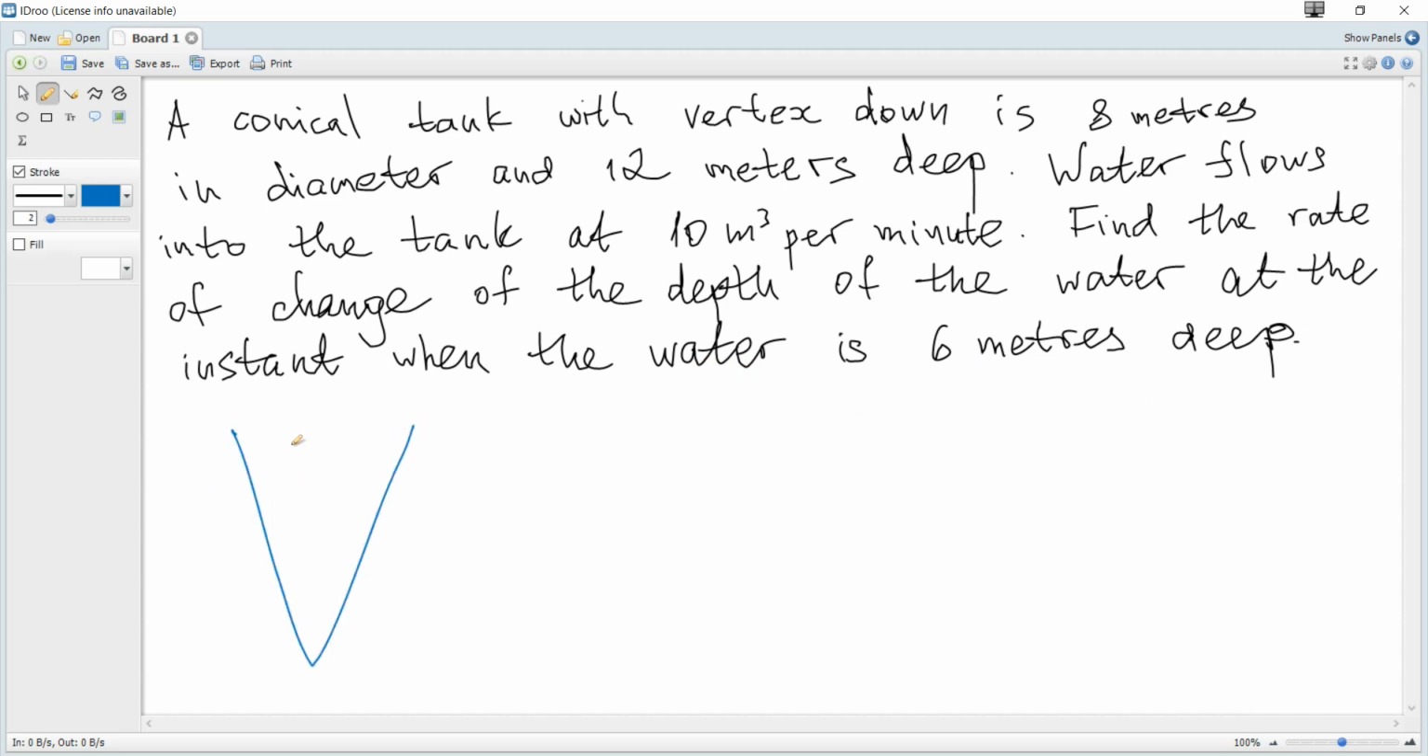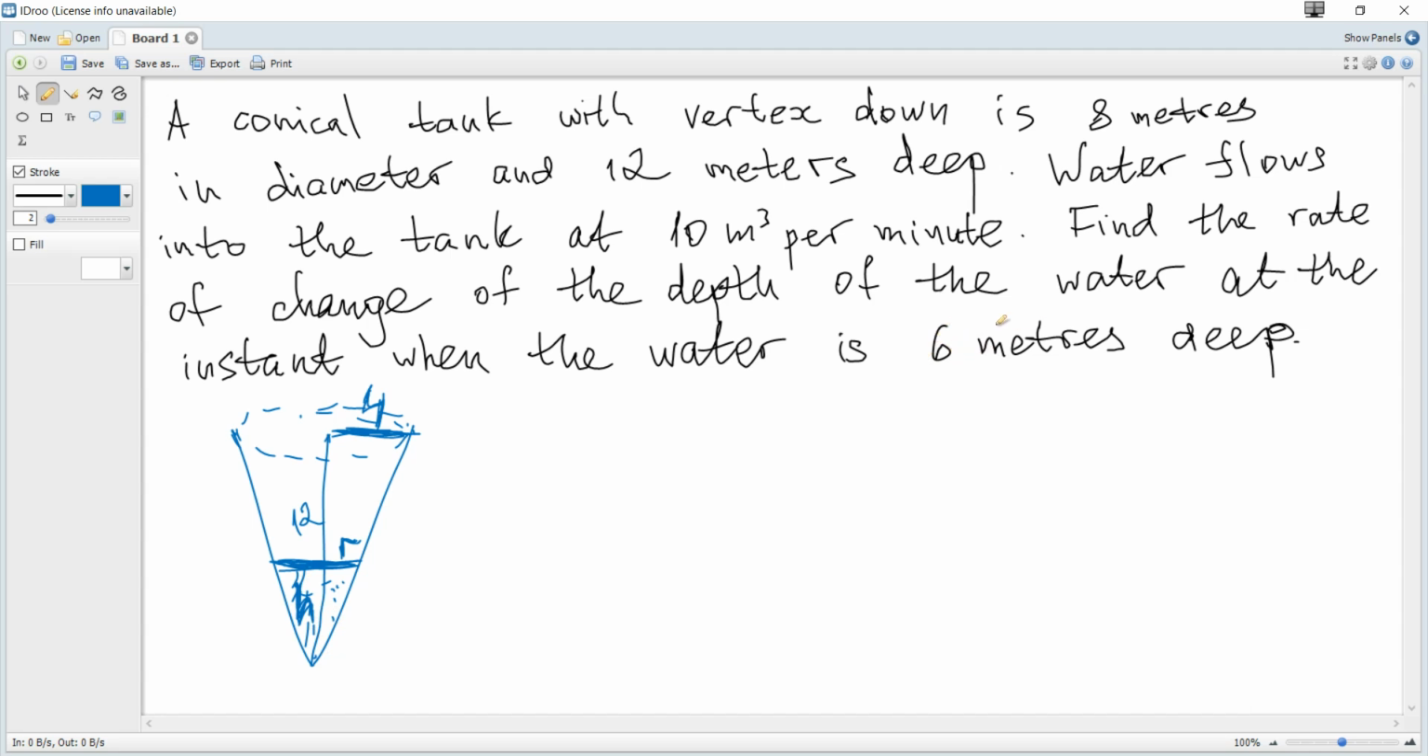There is a cone, and it is given what, 8 meters in diameter, so radius is 4, and 12 meters deep, so height is 12. And at some moment of time water is at some level, for example like this, and there will be some radius r and some height h.